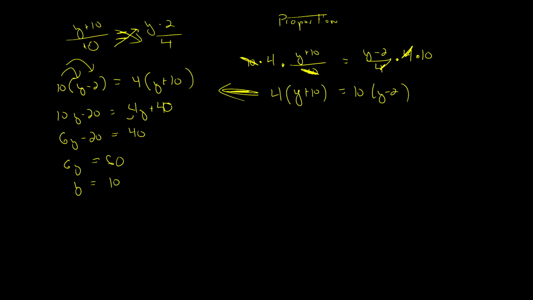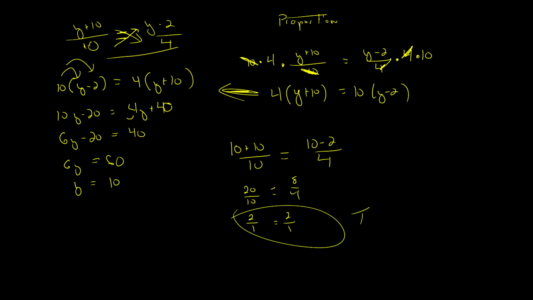And now I want to test this in my original expressions. So 10 plus 10 over 10 is equal to 10 minus 2 over 4. So 10 plus 10 is 20 over 10, or 2 over 1. And 10 minus 2 is 8 over 4, or 2 over 1. And this is true. And so the concept of whatever we do to one side, we do to the other, and the idea of proportions help us solve equations.